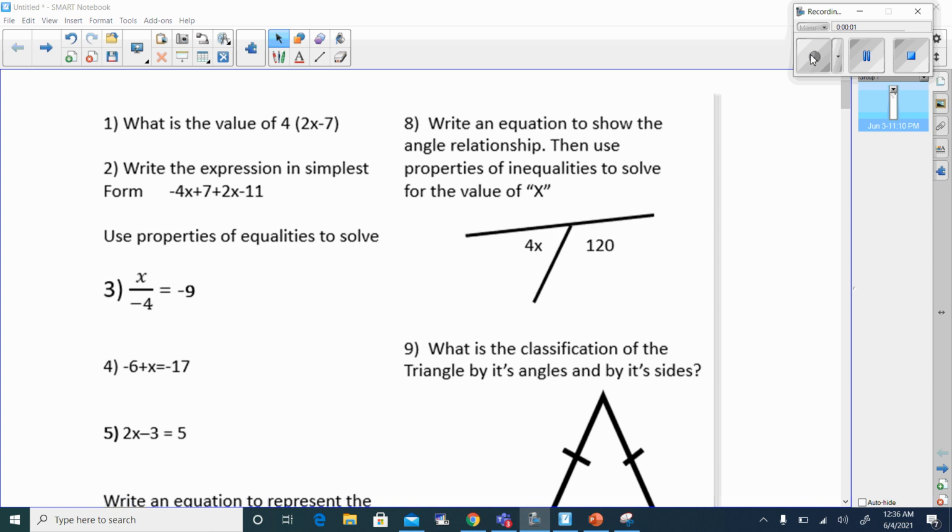You're doing the final exam review. Follow along. I'm going to be going at a pretty rigorous pace. First one is distributing properties.